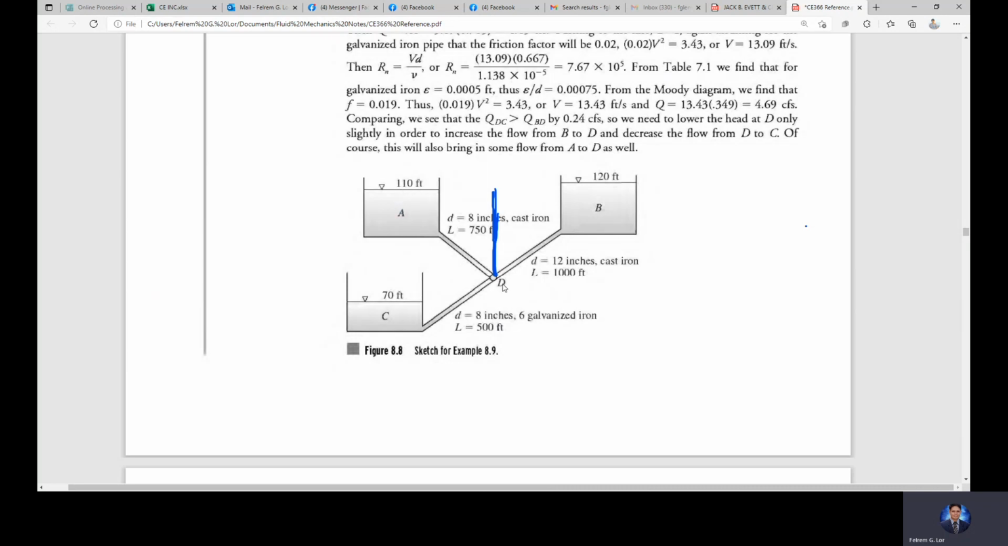So na-solve na nato ang first phase sa problem to know the direction. So the direction is A to D, B to D, then D to C.